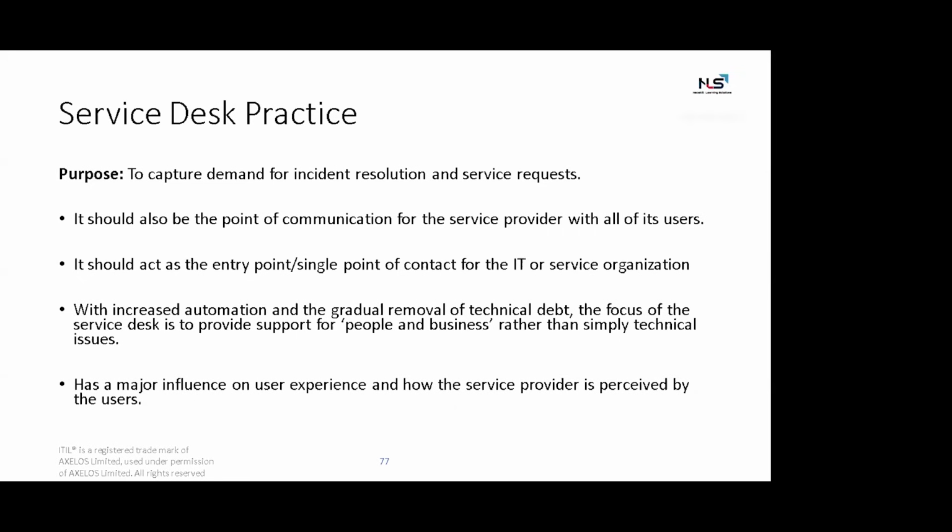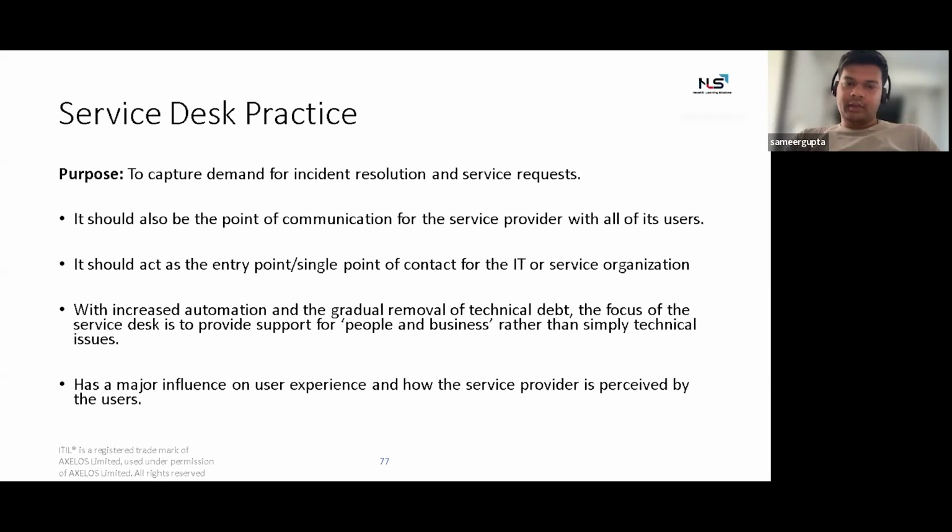Any idea? Yes, no? Let me answer. Yeah, go on, go on.